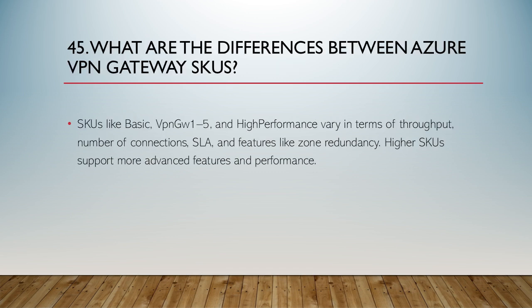45. What are the differences between Azure VPN Gateway SKUs? SKUs like Basic, VpnGw1-5, and High Performance vary in terms of throughput, number of connections, SLA, and features like zone redundancy. Higher SKUs support more advanced features and performance.